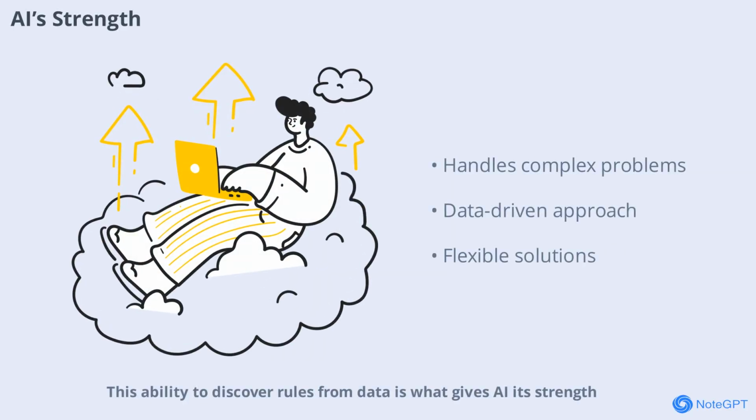This ability to discover rules from data is what gives AI its strength. It can handle messy, complicated problems that would be impossible to solve with traditional programming. Whether it's recognizing faces in photos or understanding spoken language, AI's flexibility comes from its data-driven approach.